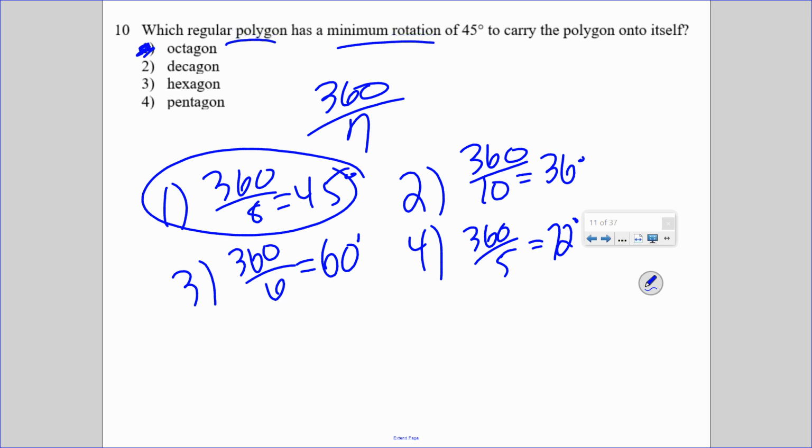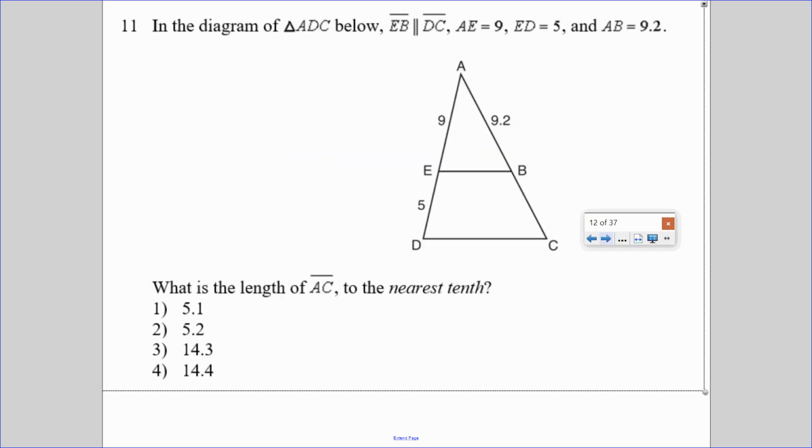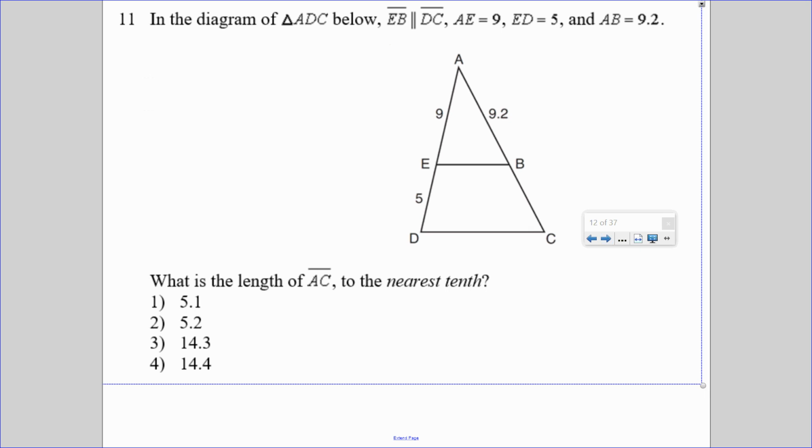That's a minimum rotation. Any multiple of 45 will work as well. So an octagon will have 45, 90, 135, 180, etc. A decagon will have 36, 72, 108, etc. Any multiple of those values will give you rotational symmetry. It will map onto itself.